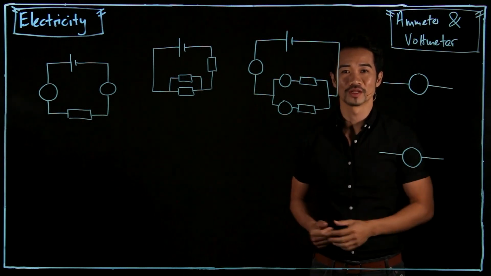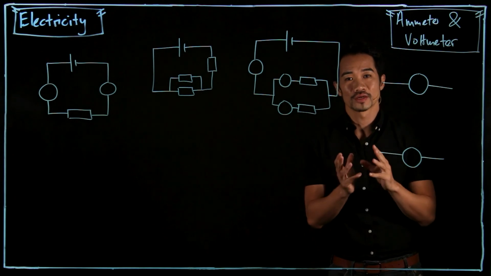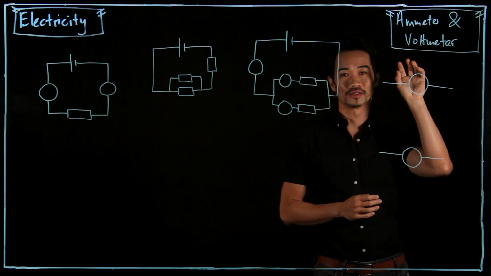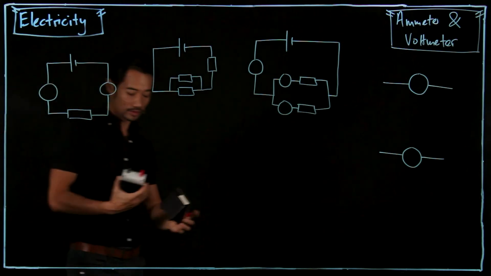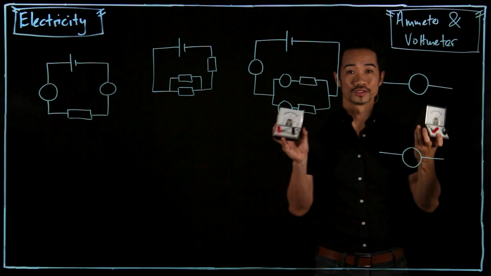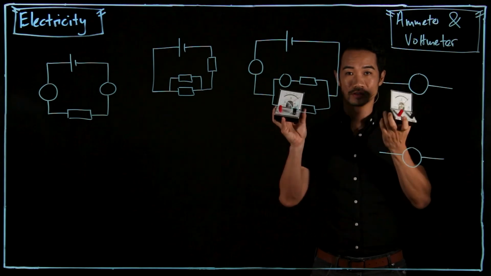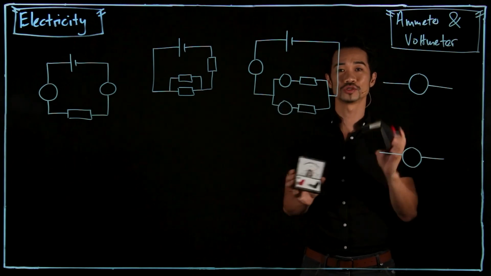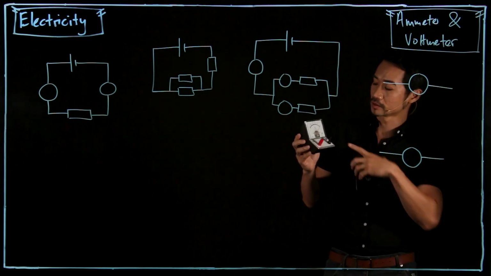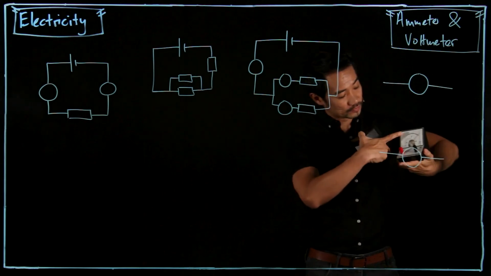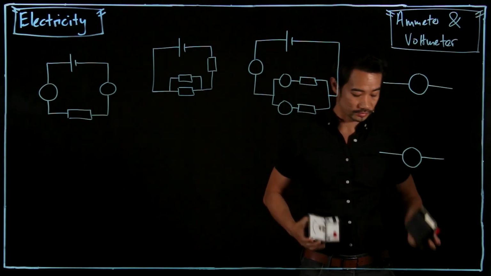Today we're going to continue on electricity and we're going to study the ammeter and the voltmeter. So I have them over here. These are the 2 meters that you can find in the laboratory. In commercial use, they don't really look so big and chunky. The ammeter has a symbol A, and the voltmeter has a symbol V.